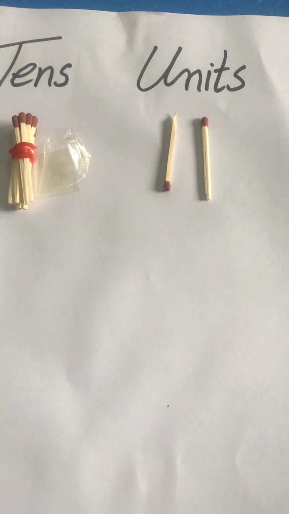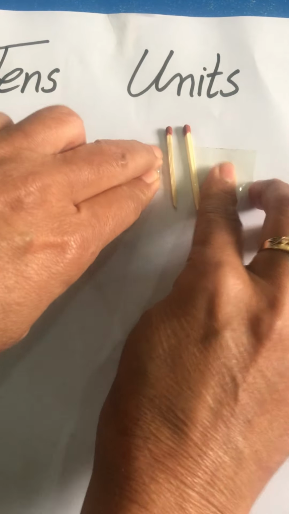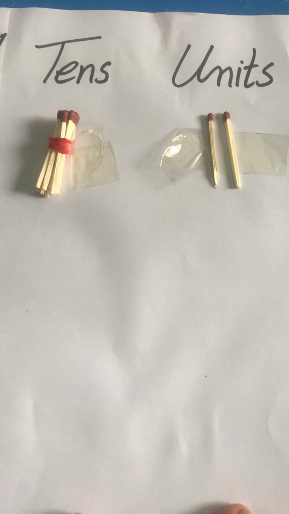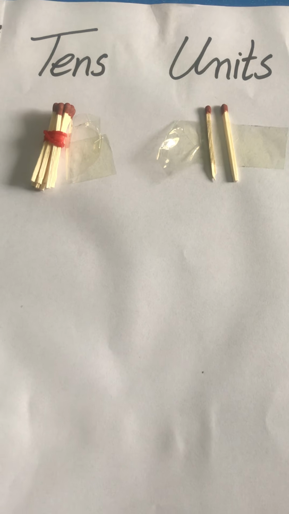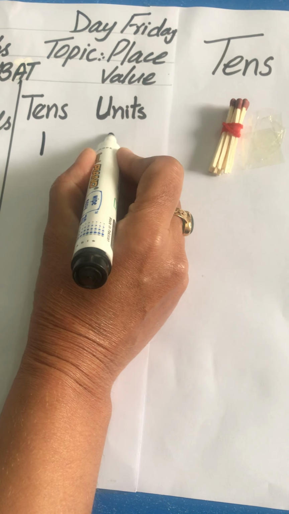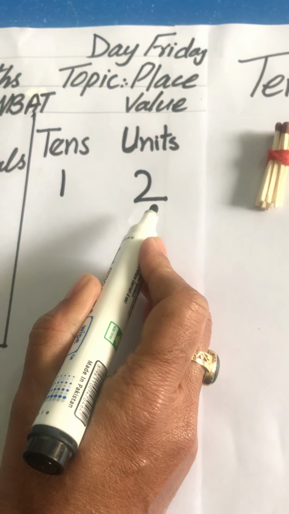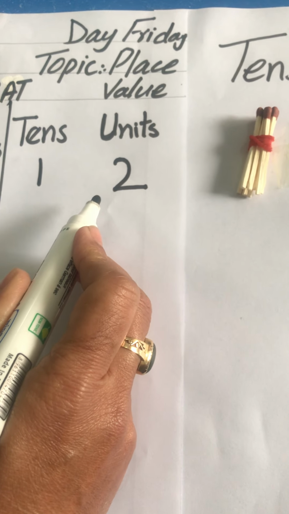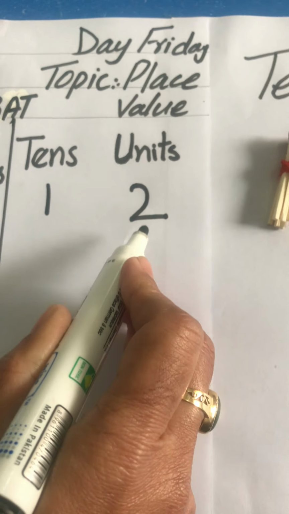10, right? And now I have 2 units, right? 2 units. So we will put them in the units column. So I have 2 units and 10. Let's see what happened. 1 ten and 2 units. We will write here 10 and 2 units. So 1 ten and 2 units make 12.